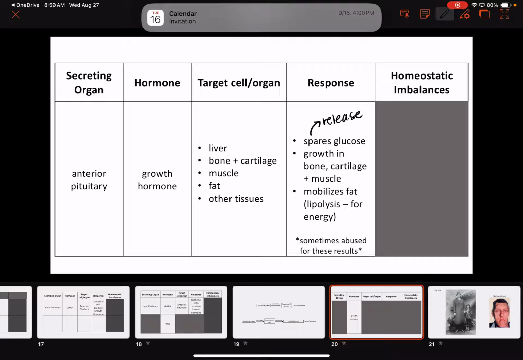And then fat, it mobilizes fat. What mobilizes fat means is it's going to cause lipolysis, which is the breakdown of fat. Fat can also be used as a secondary source of energy. We go to glucose first, sugars are what we use first, but then we use fats next if there's not sugar available. So growth hormone will target fat in order to cause the breakdown of that fat so that we can use that for energy as well in times of growth.